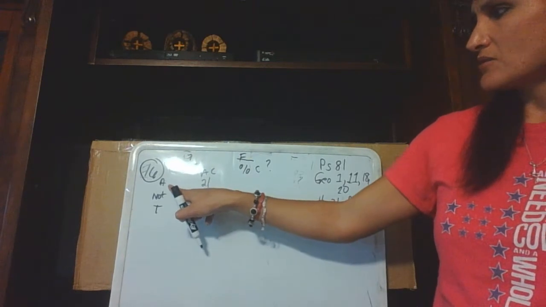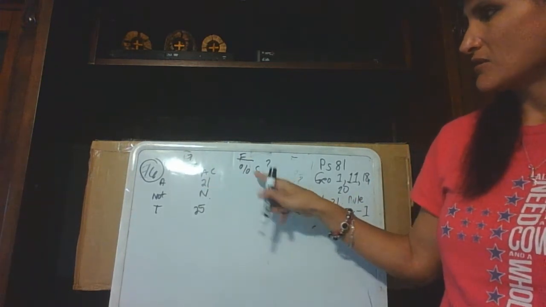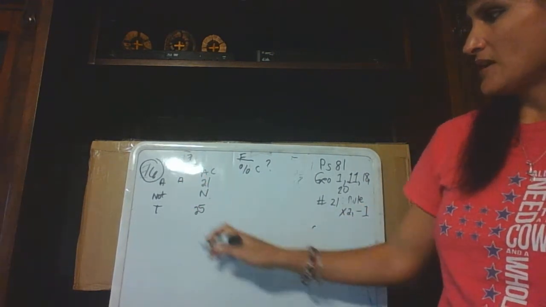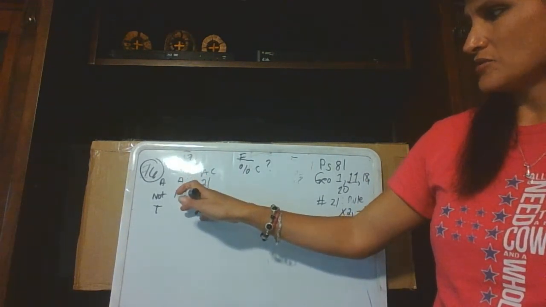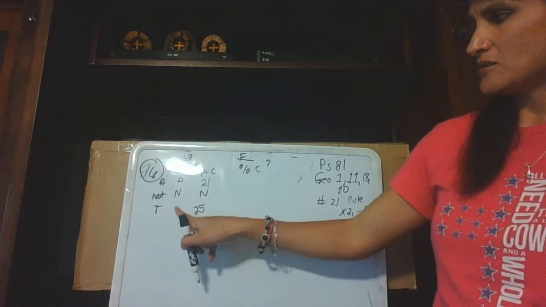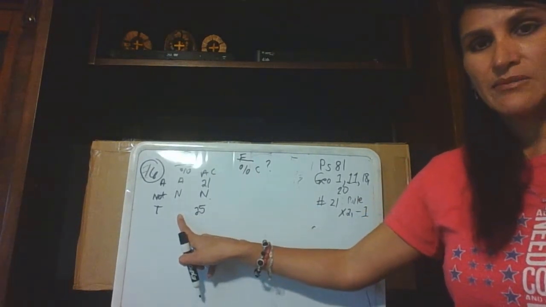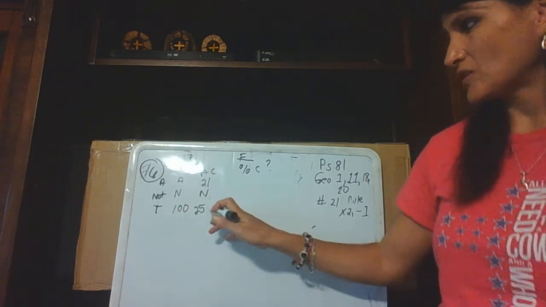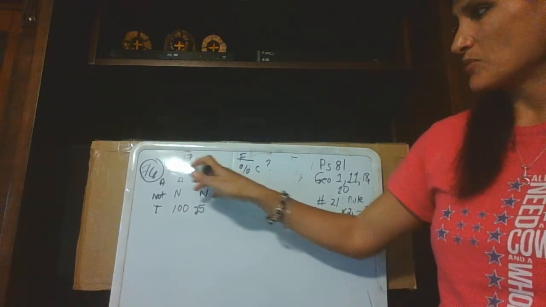So he answered which ones correctly? Well, we don't know, so we're going to put A. Over here, we weren't given a percent, so we're going to put N. And total, well, we weren't given a percent, but we know that a total is always 100, so we're going to put 100, okay? Now we have our proportion here.